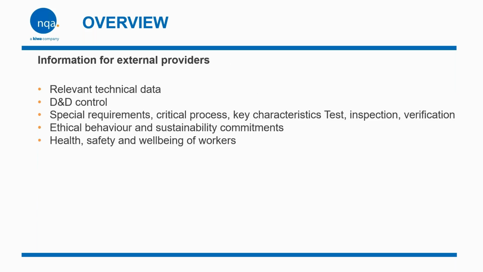Information for external providers. So you're talking about providing relevant technical data. This includes drawings, specifications, standards, and other technical documentation. You need to share design and development controls. Ensure providers understand how their outputs fit into the overall design of the quality framework. You need to have clear communication of any special requirements, critical processes, and key characteristics that impact product and service quality. You need to provide detailed information on what's required in testing, inspection, and verification processes.